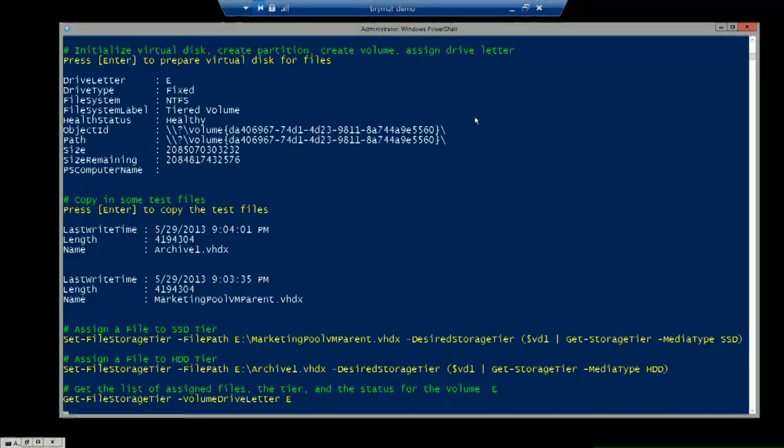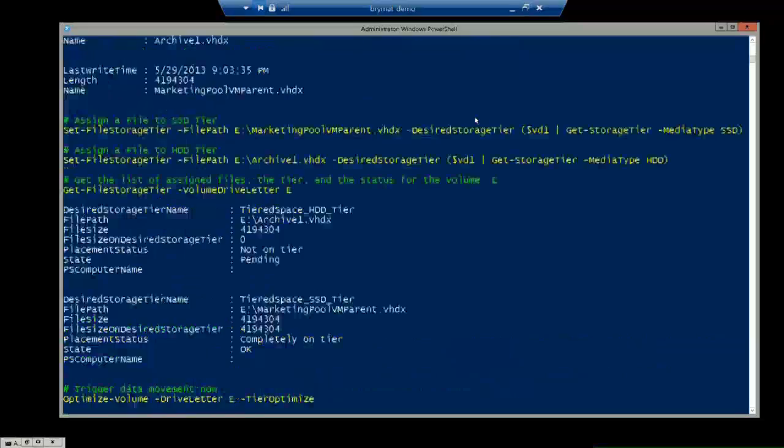Now I want to get the status of where files are in the volume. You can see that for my archive1, the file size on desired storage tier field is 0, which means that none of this file is on the tier that I want it to be. It's not on tier, and the state is pending. But for this marketing pool VM parent, the entire file is on the tier.